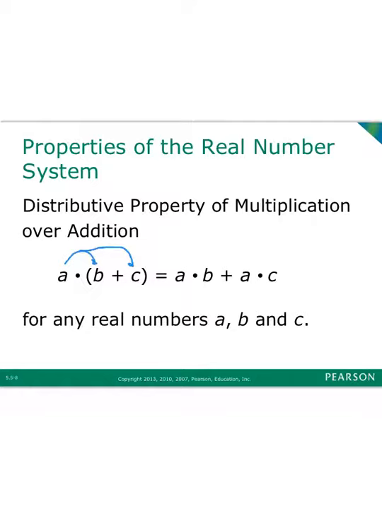Likewise, I can go in reverse. I can take an A out of these two terms and get the result in this direction. So either way, the distributive property works either from left to right or from right to left.